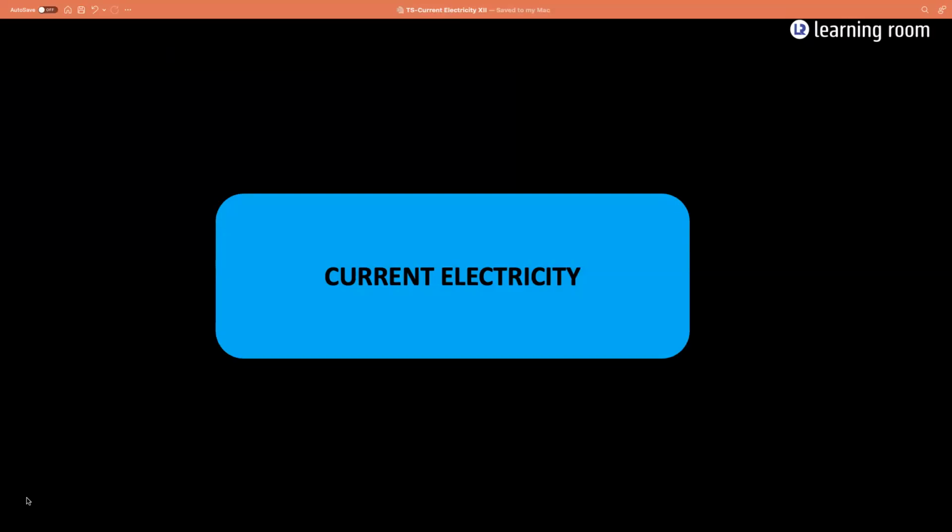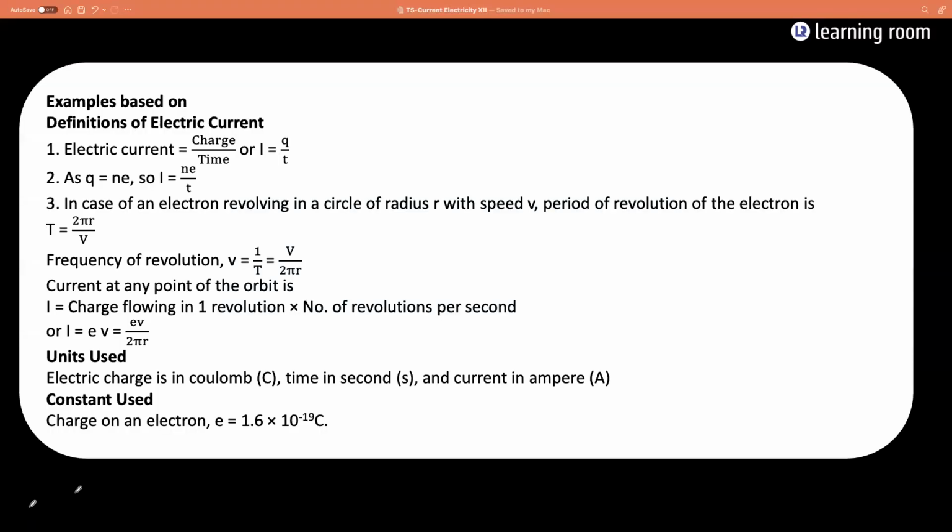Okay. So, the next chapter that we need to discuss is current electricity. First, in the part current electricity, what are all the basic terms that are there? One is electric current. How do you define electric current? It is defined as the rate of flow of charge. So, I is equal to Q by T is one mathematical term. And you will write Q is equal to N into E. So, I can also be written as N into E divided by T.